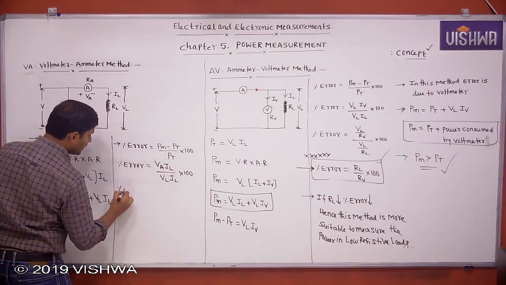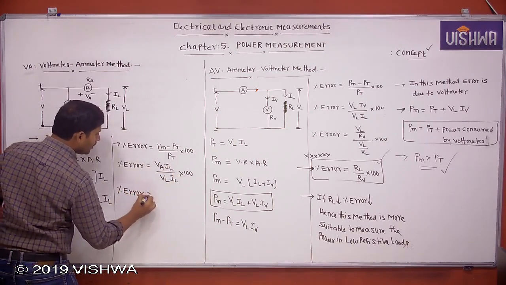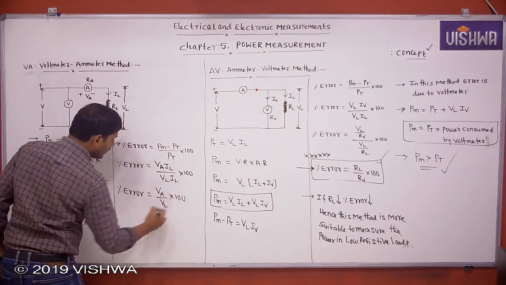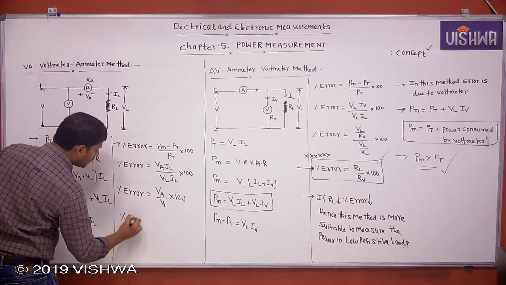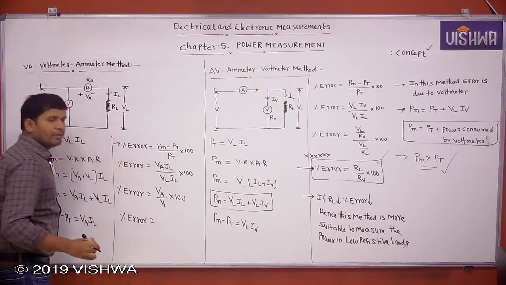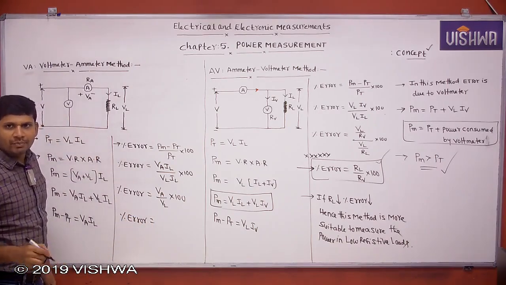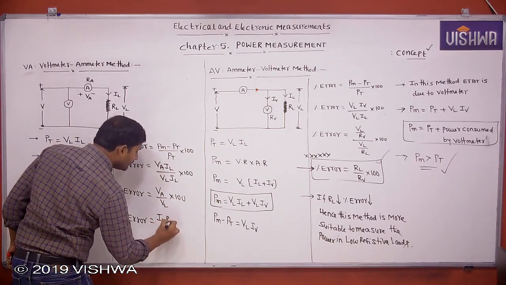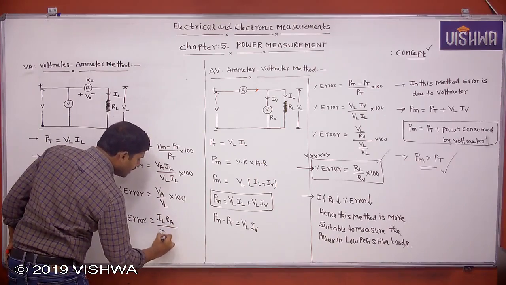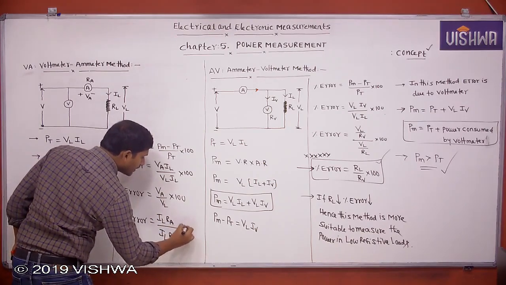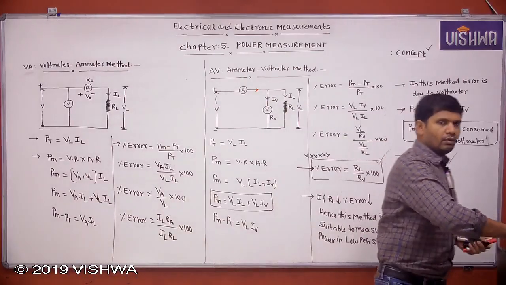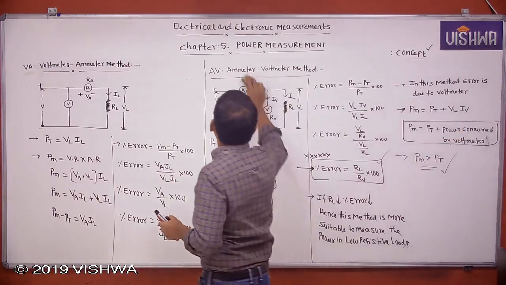Then what is the percentage error equal to? That is VA by VL into 100. How to write VA, you tell me? That is the voltage across the ammeter. How to write the voltage across the ammeter? IL into RA by IL into RL into 100. Yes. Now what is the percentage error?